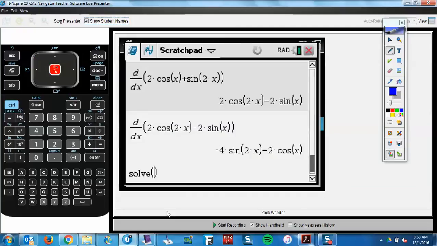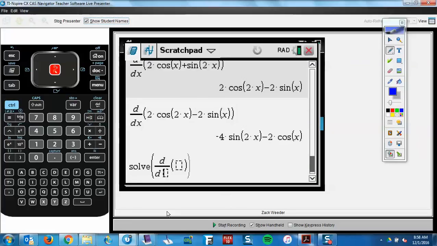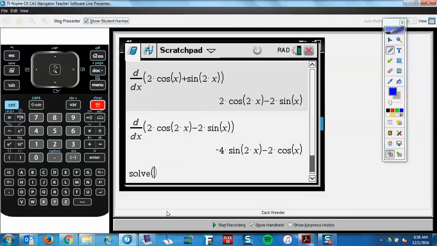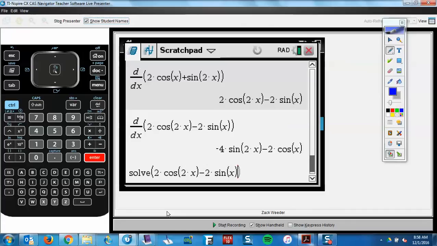Okay, and we want to do the derivative, so go get the derivative. It's right up there. That's the second derivative. There you go. Do the derivative equals 0, comma, x. Everybody's got to be able to do this.